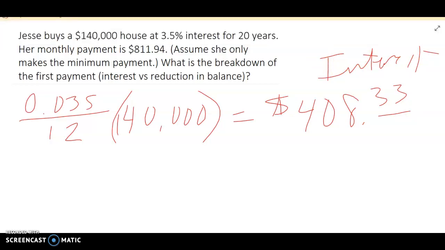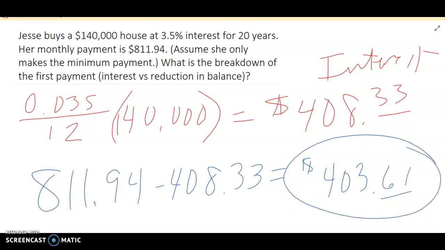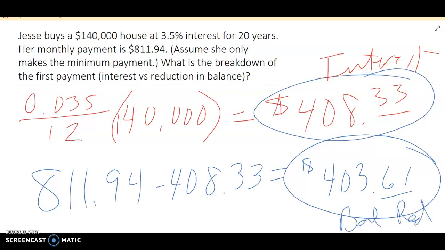So if she makes a payment of $811.94, but $408.33 goes to interest, that means her balance is only being reduced by $403.61. So you can see the difference. This is the balance reduction. You can see more is going towards interest than is going towards the reduction of balance. And this example here is pretty balanced. Usually that first month is way more off balance.